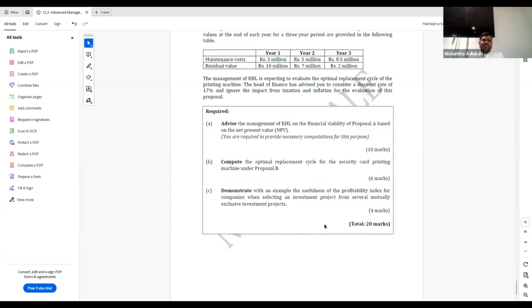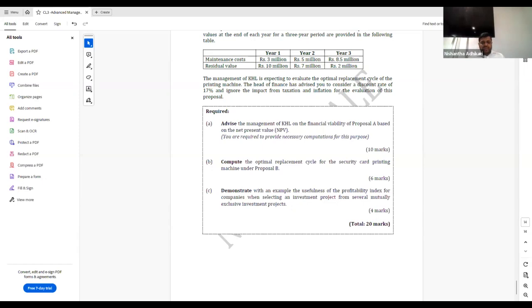Compute the optimal replacement cycle for the security card printing. Okay. Maintenance cost, if you replace after 1 year, maintenance cost will be 3 million and residual value 10 million. Maintenance cost will be 5 million in year two and residual value will be 7 million. Year three, maintenance cost 8.5 million, residual value will be 2 million. That means as the machine gets older, your replacement cost will go up.